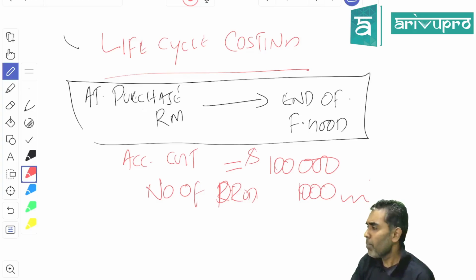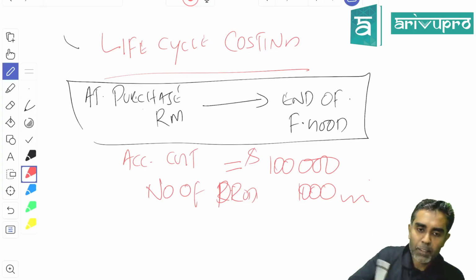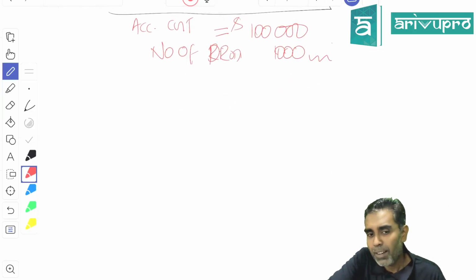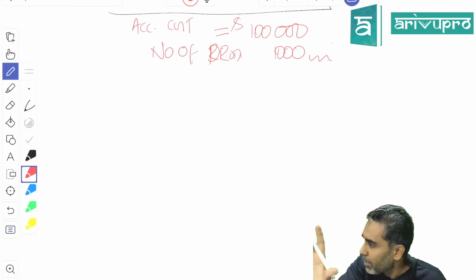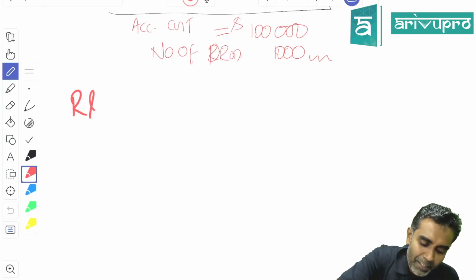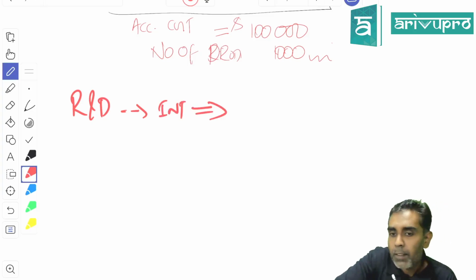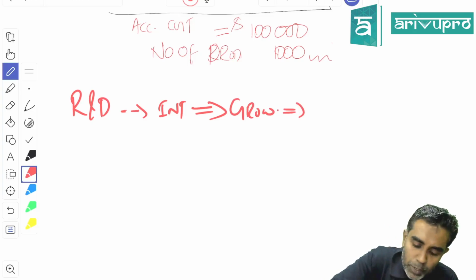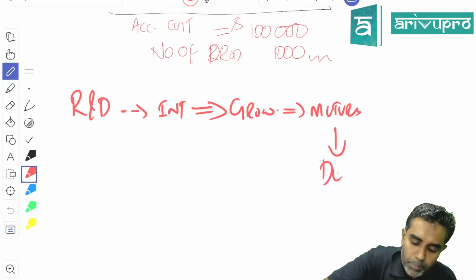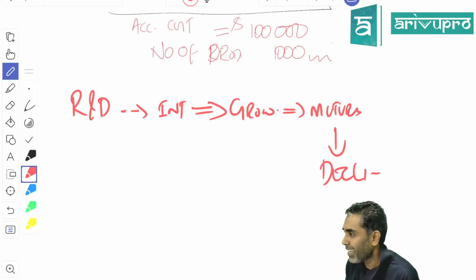So what are the 5 phases that you would see in the life cycle? Life cycle phases. Don't you all remember? A product or even a business should go through 5 phases. First one is research and development. Second one is introduction. You will introduce it to the market. Third one is growth. Next one is maturity. Last one is decline. These are the 5 phases that you would see in your product life cycle.